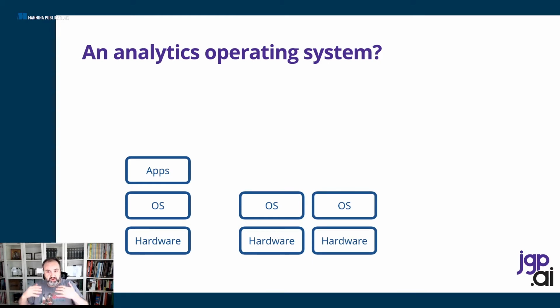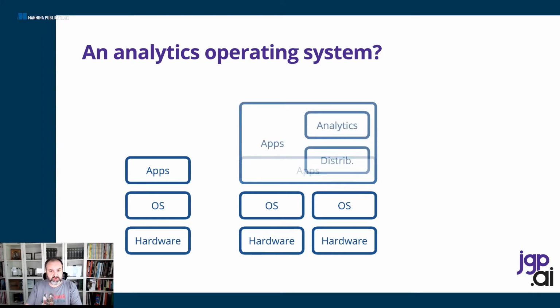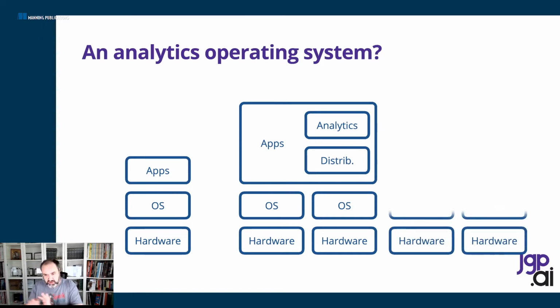Okay, you've got multiple hardware, you've got multiple OS, hopefully the same, and then you've got to build your app. But it doesn't really work like that, because you will have to add the distributed layer in your app as well as the analytics layer in your app, okay? And just doing that will make your application fat and prone to errors, right? So let's consider something else.